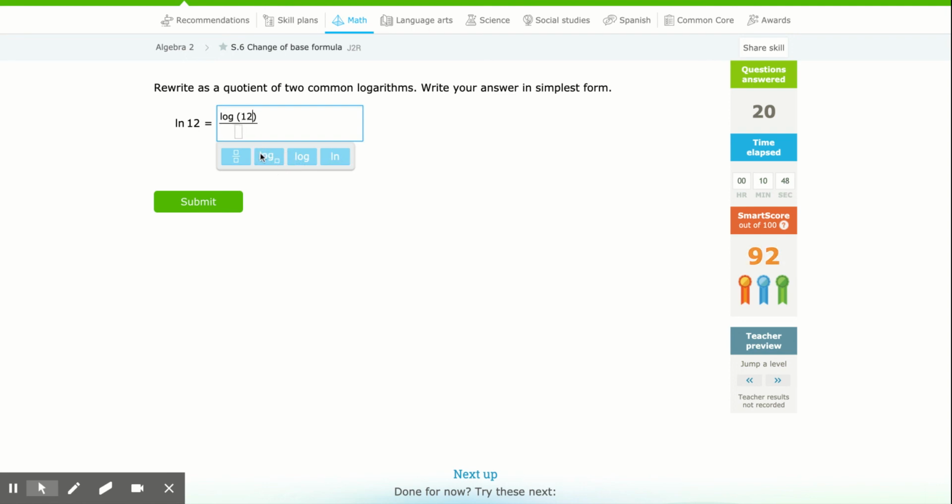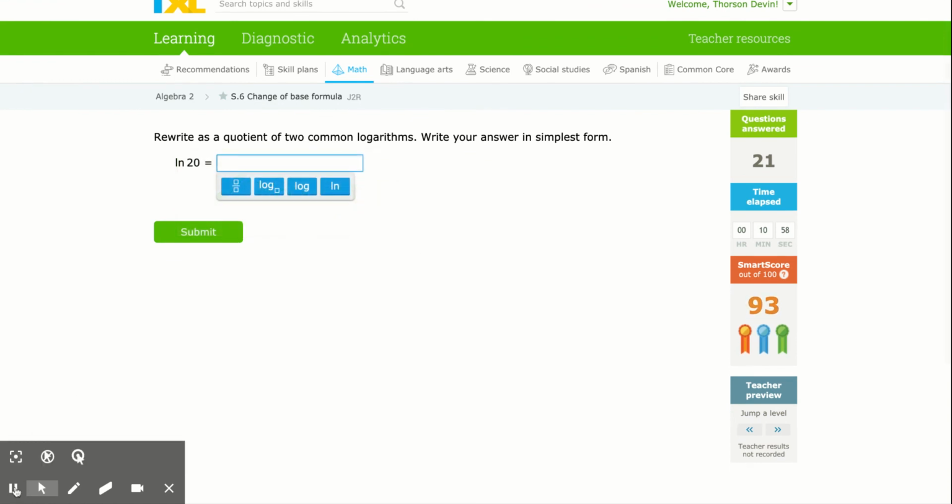It's just insinuated. And then the common logarithm of e. e is the base e. That's the number you use.